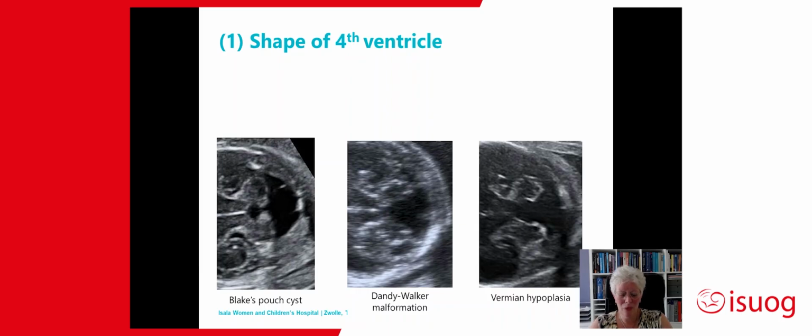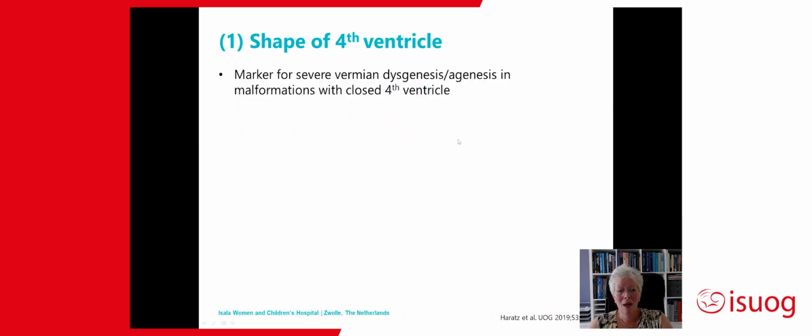First, the shape of the fourth ventricle. If we have a Blake's pouch cyst, this looks like an hourglass. But if we have a Dandy Walker malformation or vermian hypoplasia, this is more V-shaped. The shape of the fourth ventricle could also be a marker for severe vermian dysgenesis or agenesis in malformations with a closed fourth ventricle.